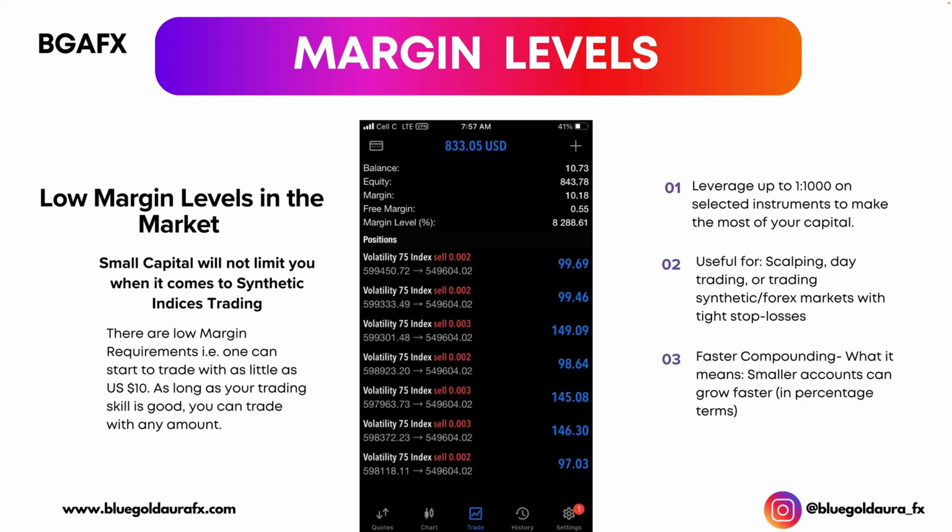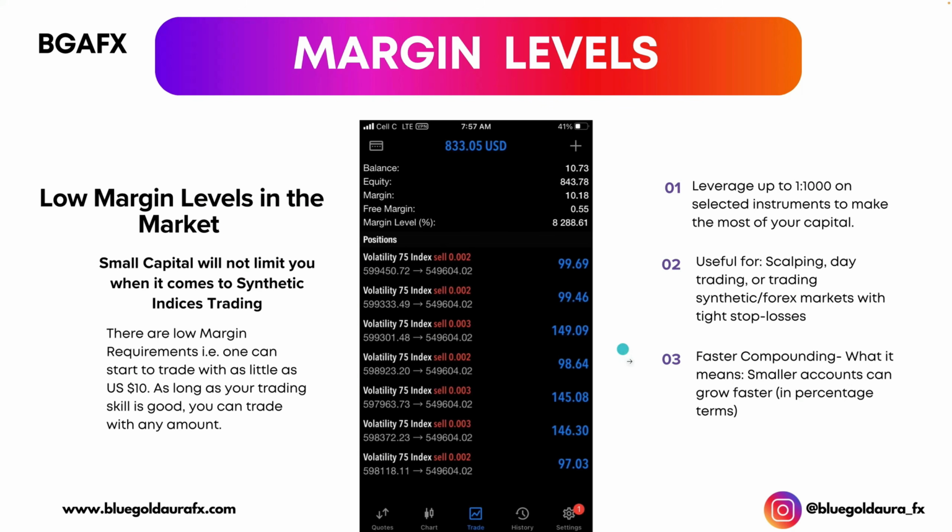Now, because of these low margin levels, small capital will not limit you when it comes to synthetic indices trading. You can actually start with a minimum of $10 and there are low margin requirements. That is, one can start to trade with as little as $10. Like I just said, as long as your trading skill is good, you can trade with any amount.